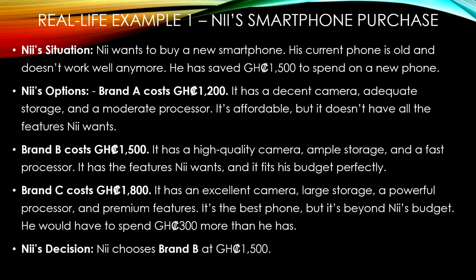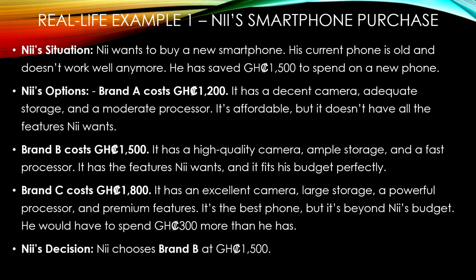Let's consider B. Brand B costs 1,005 Ghana cedis. It has a high quality camera, ample storage, and a fast processor. It has the features Ni wants and fits his budget perfectly. Brand B costs 1,005 Ghana cedis and Ni has saved 1,005 Ghana cedis to buy that new phone.